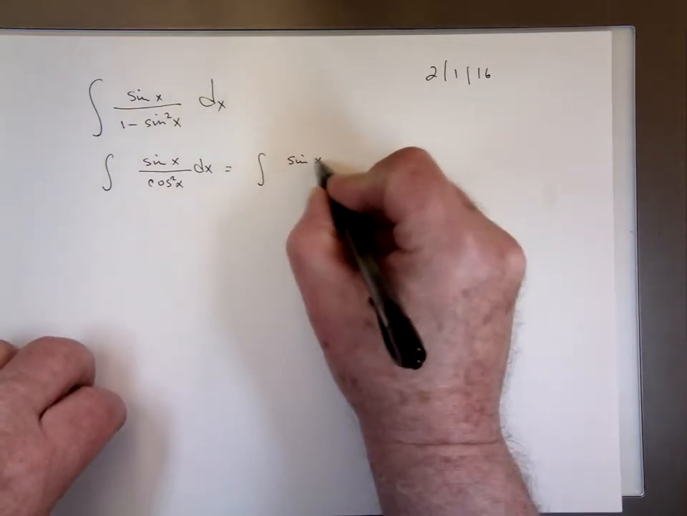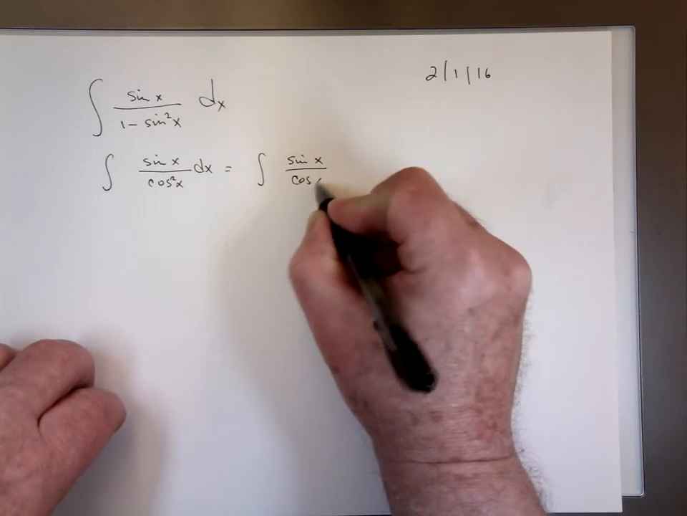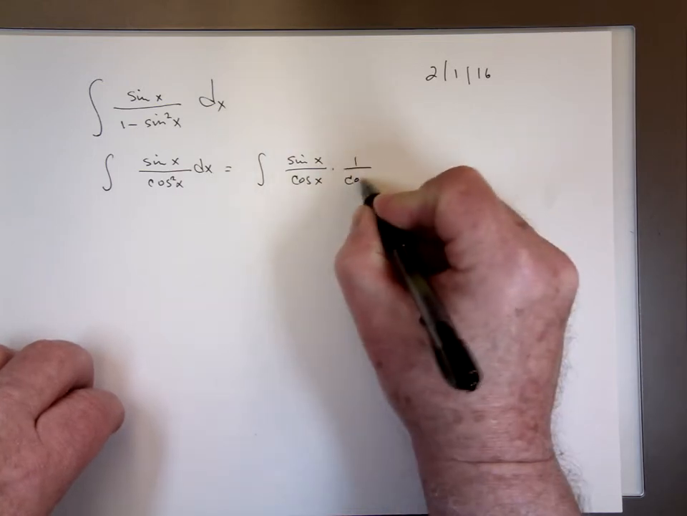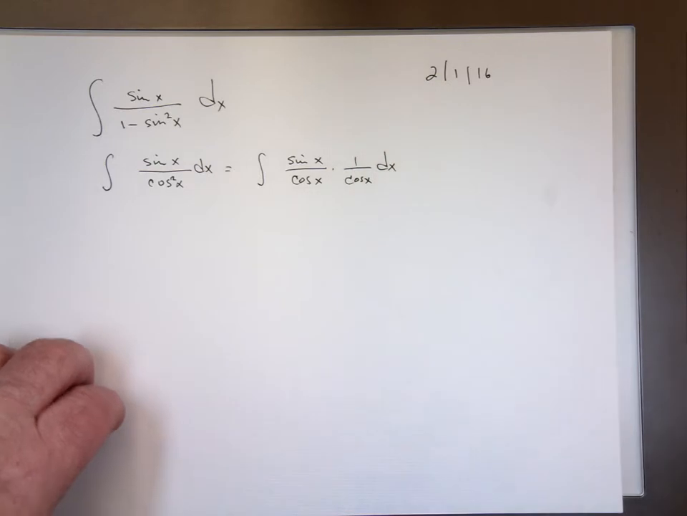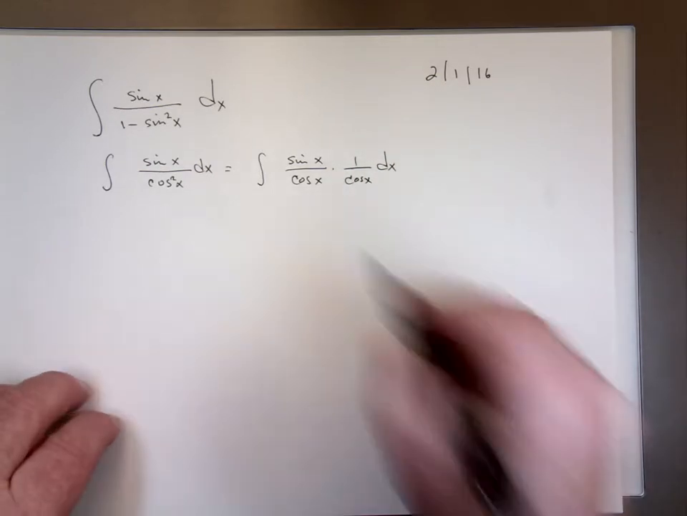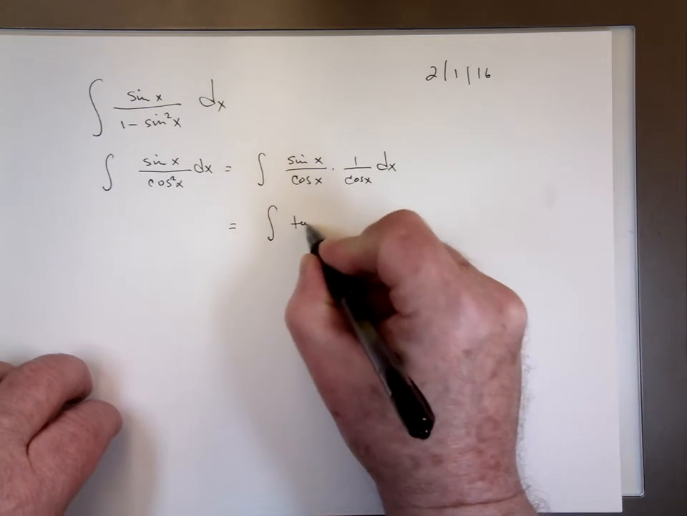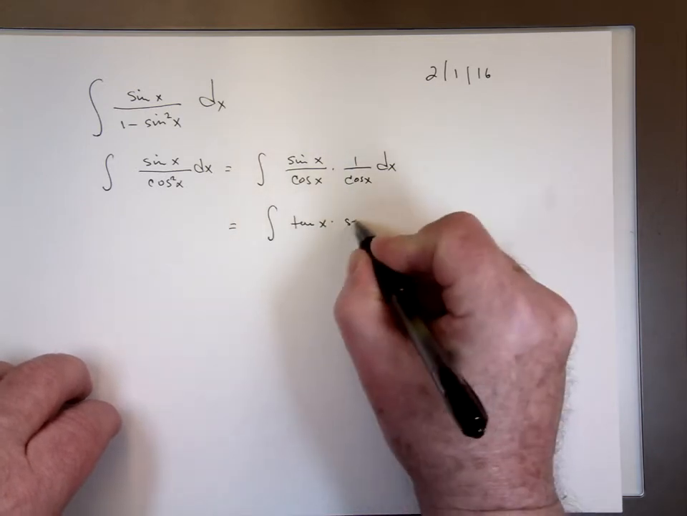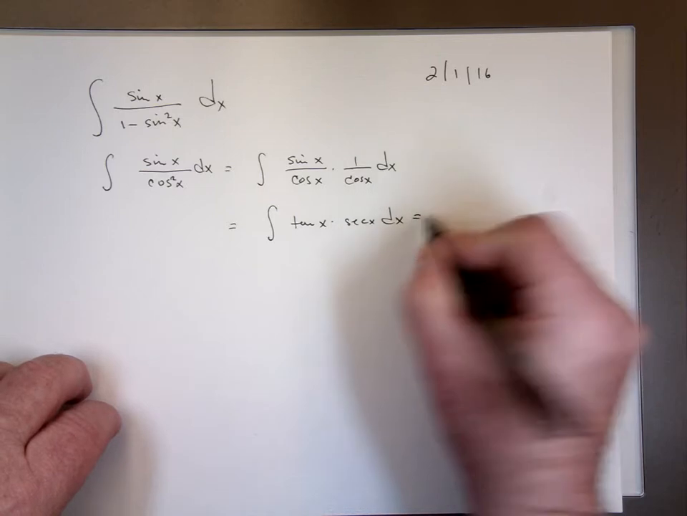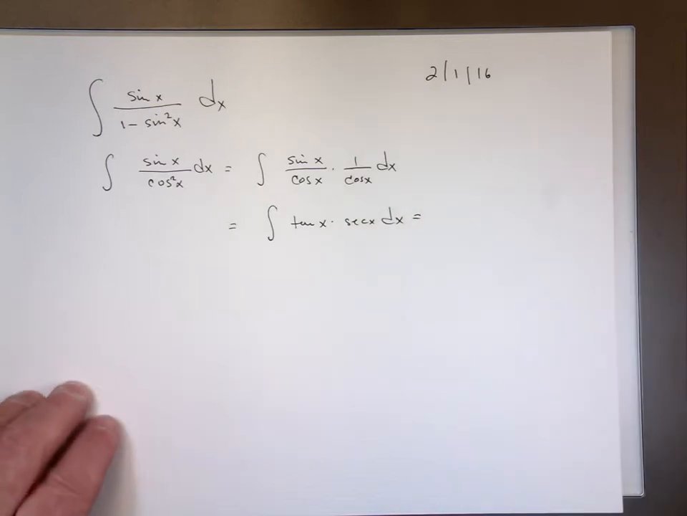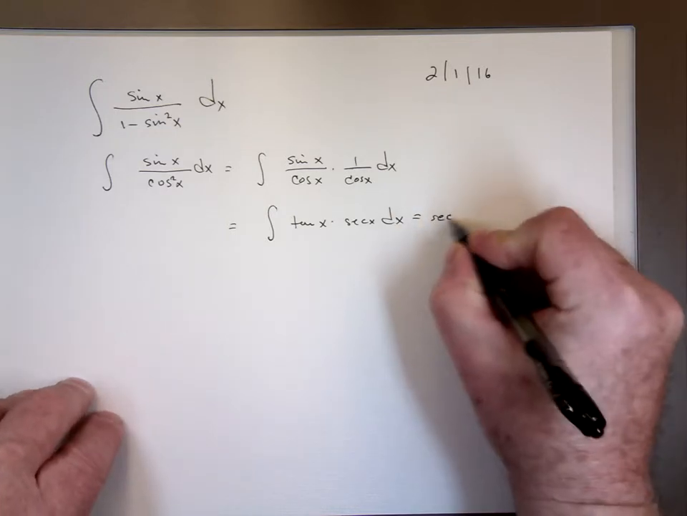And if you can look at this and see that what you have is this, okay, break it up. And what is sine x over cosine x? Sine x over cosine x is tangent x. And 1 over cosine is secant. And the integral of secant tan is secant. And that's secant x.